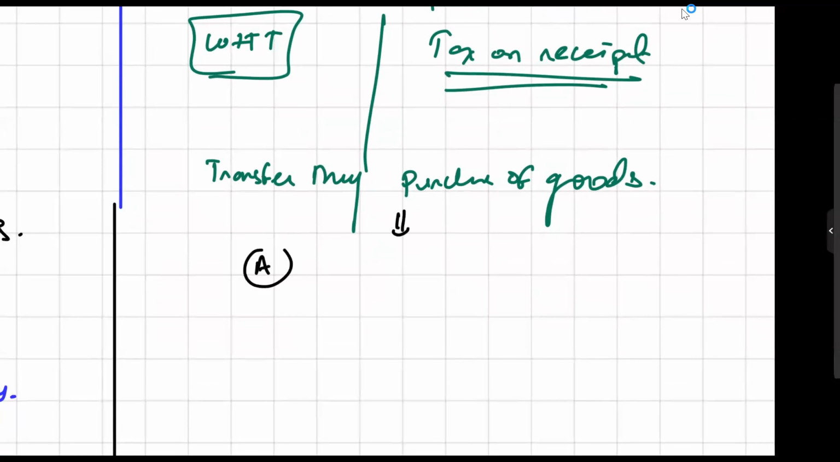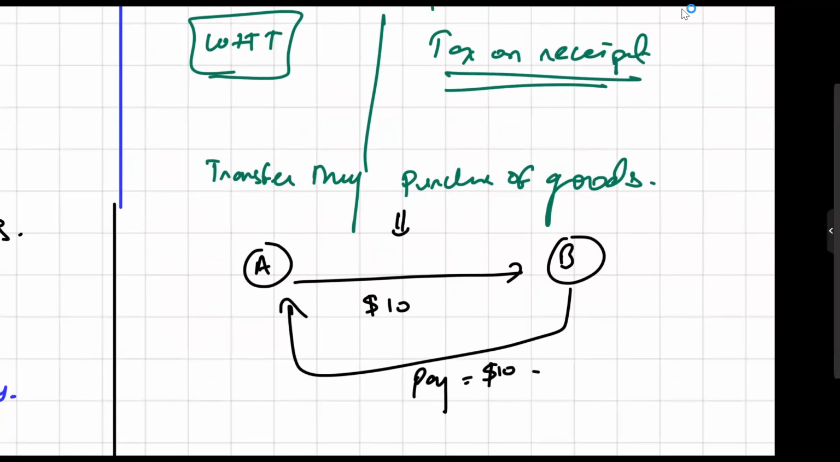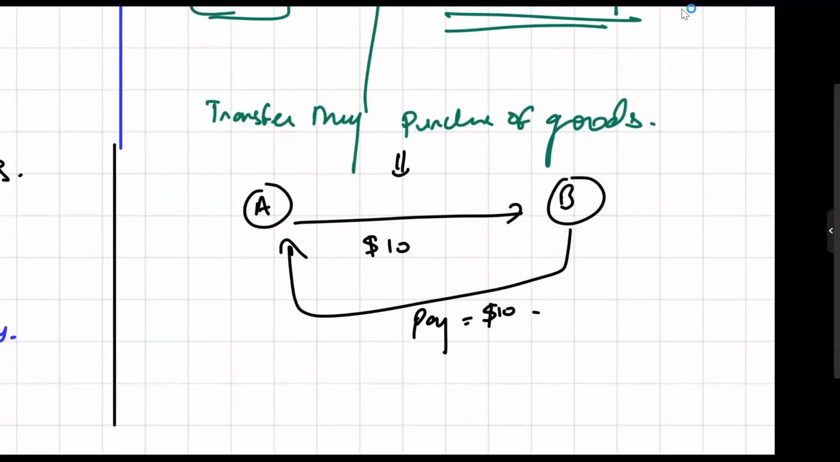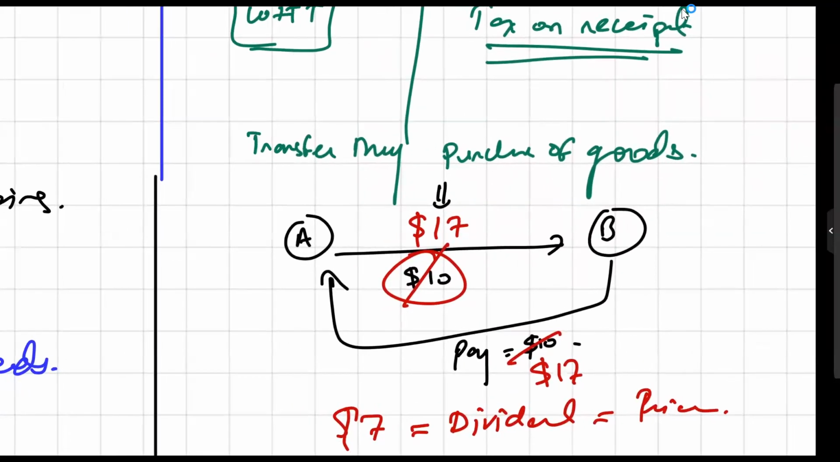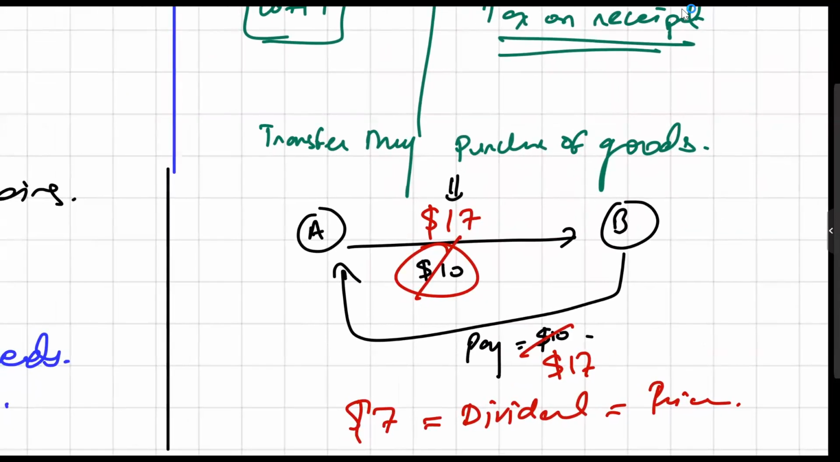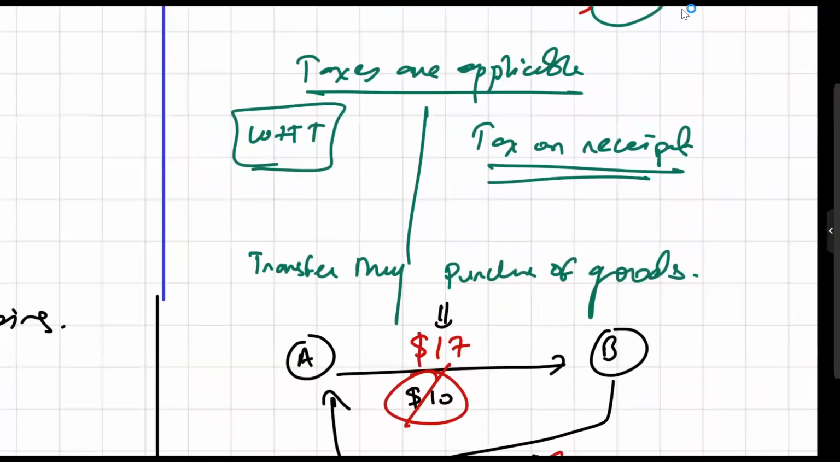Now try to see this. For example, this is company A, this is company B. A normally sells a product for $10, so B is going to pay $10. Instead of selling it for $10, you might price it for $17, so $17 is transferred. Now the $7 extra is the dividend that is transferred through the price. The tax authorities are very vigilant with respect to the pricing being charged between these entities. So that's what it is. You get my point?